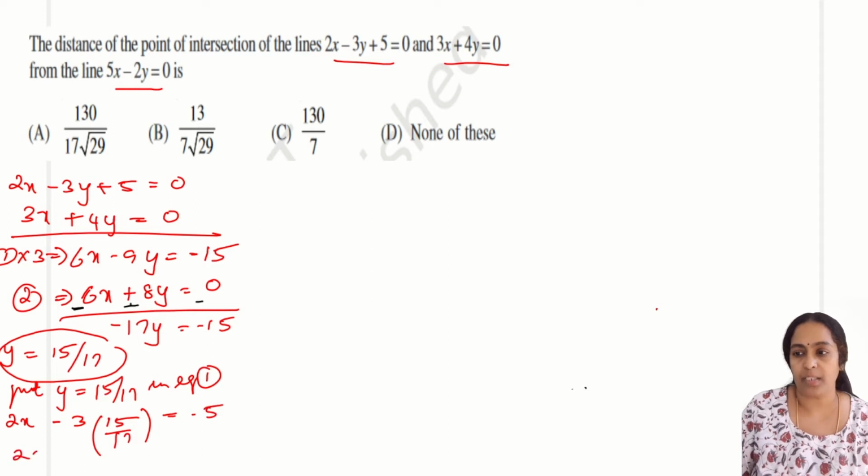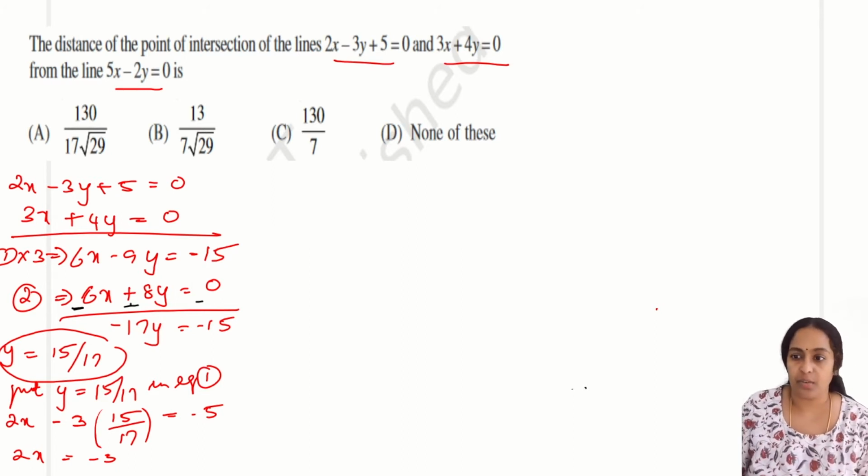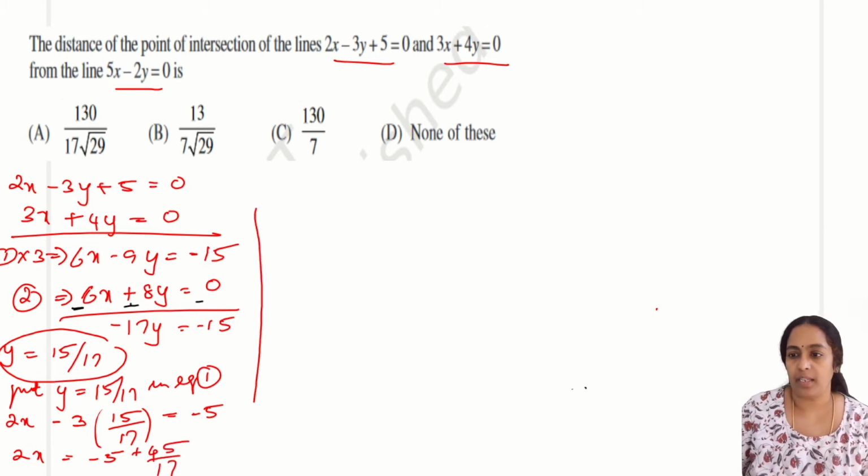So 2x will be minus 5 minus 3 multiplied with 15 by 17. So minus 5 and this 15 by 17. Minus 3 into 15 by 17, if it is transposed to the right hand side, it's going to be plus 45 by 17. Now I need to take LCM here.